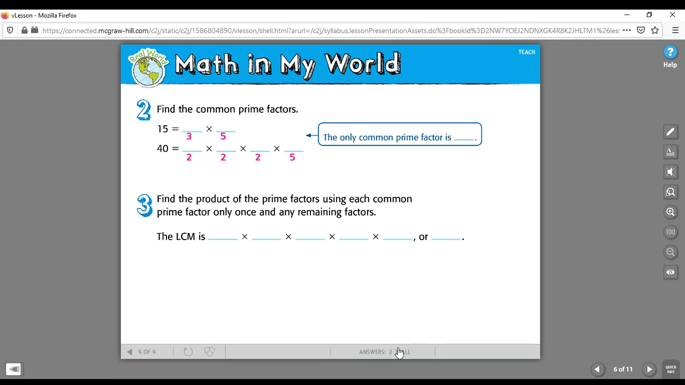Step number 3 says find the product. Product means to multiply the prime factors, using each common prime factor only once and any remaining factors. So what you would do is 2 times 2 times 2, we use those 3, times 3, because we have a 3 up here, and then times 5. The reason that we only did one of the 5s instead of this one and this one is because you use each common prime factor only once. When you multiply these 5 numbers together, you end up getting 120.